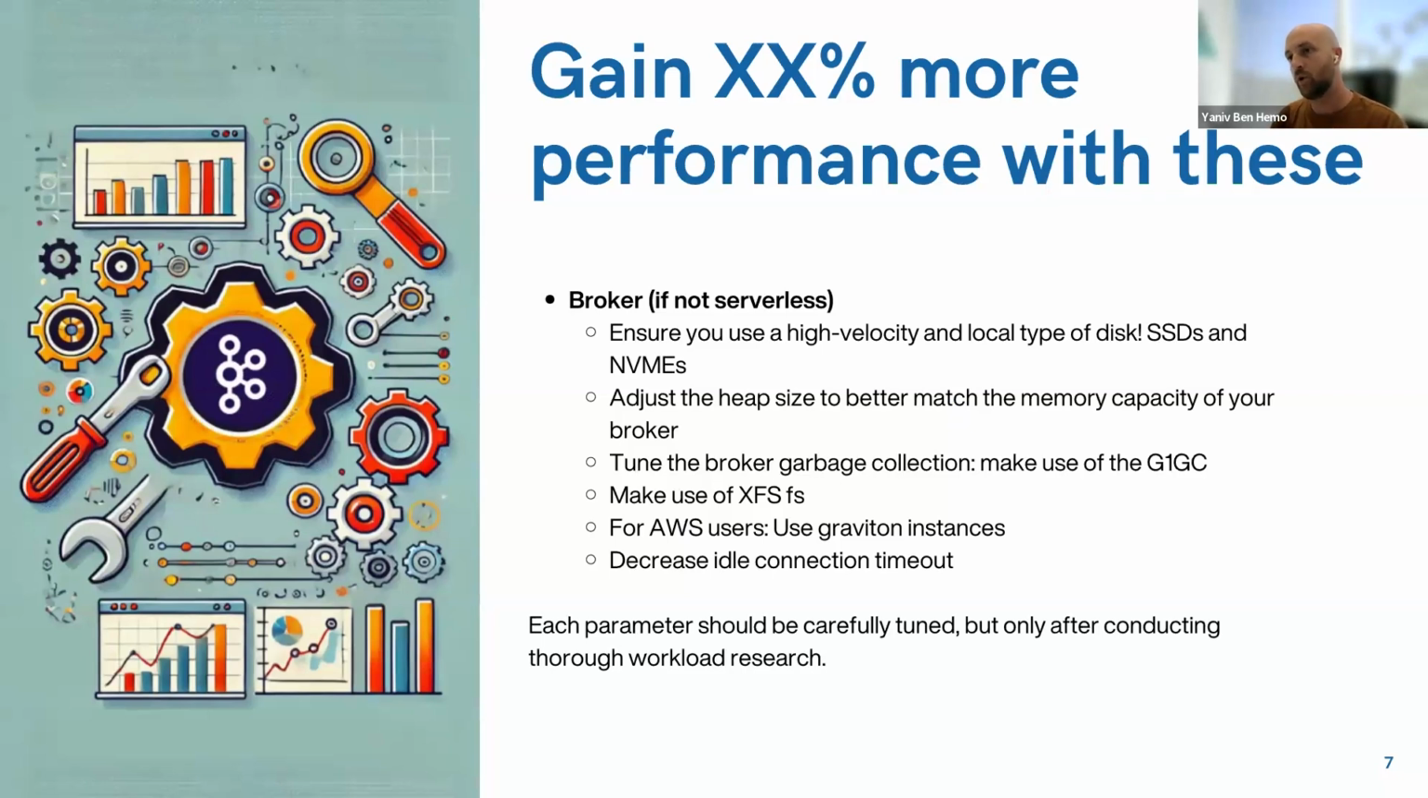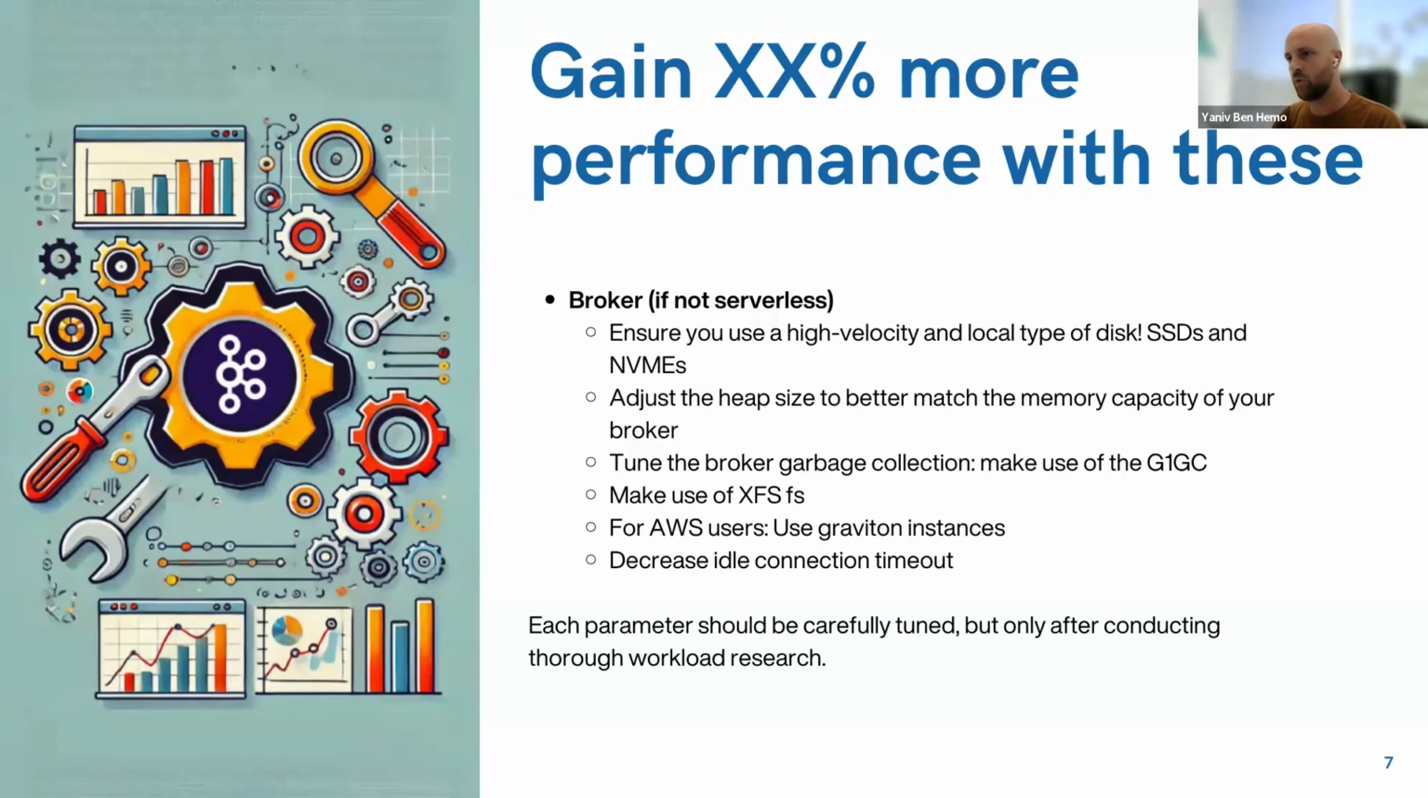producers to consumers. So broker, if you're not using a serverless flavor of Kafka, first of all, ensure that you are using high velocity and local types of disks. SSDs and of course NVMEs would be the most preferred ones. Adjust the heap size to better match the memory capacity of your broker. That's a bit loose or vague. It needs to be tested to really understand what heap size perfectly matches your workload size. But that can greatly affect your broker performance.